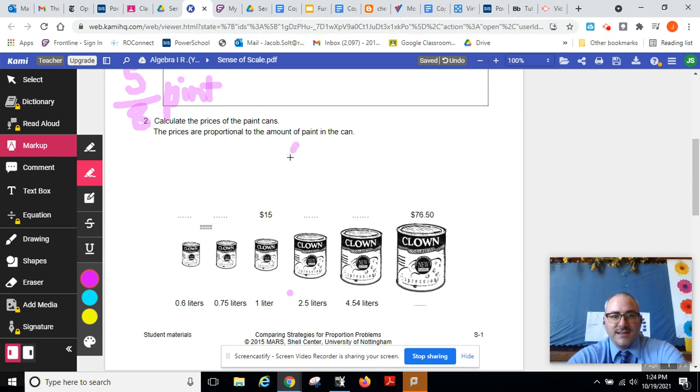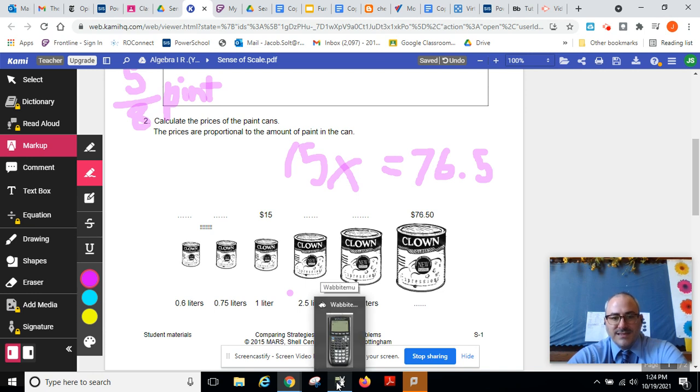So let's talk about that. 15 times a number I don't know, x, is going to be equal to $76.50. Can you solve a problem like that? Pause me and see if you can.